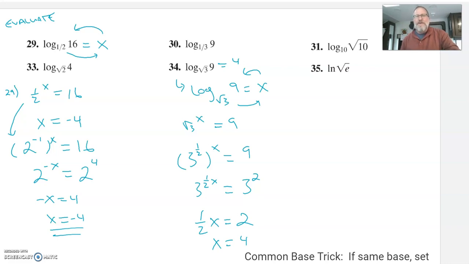Let's do one more. Let's do 35 here. I'm going to convert ln to what it really is, log base e, so I can circle trick it, right? I want to know what this is equal to.